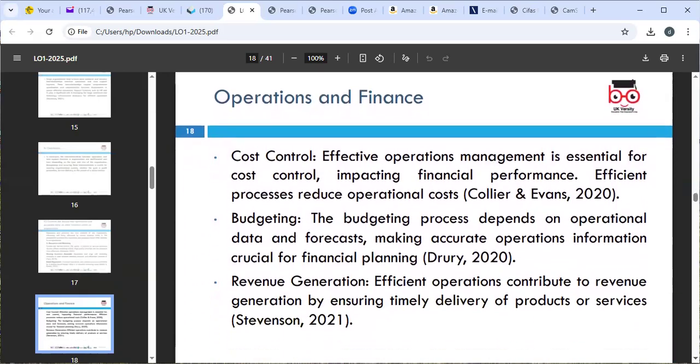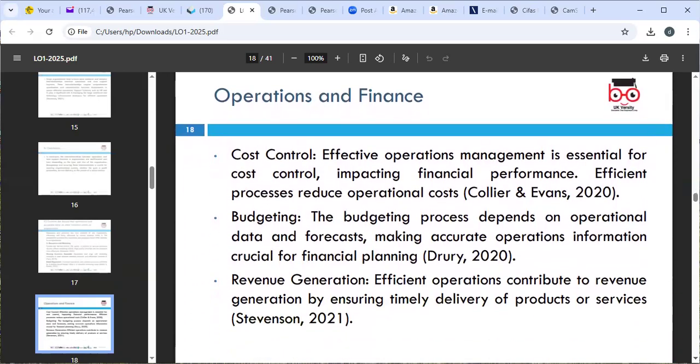Then we can look into operations and finance. When we talk about cost control, effective operations management is essential for cost control, impacting financial performance. Efficient processes reduce operational costs, very important.